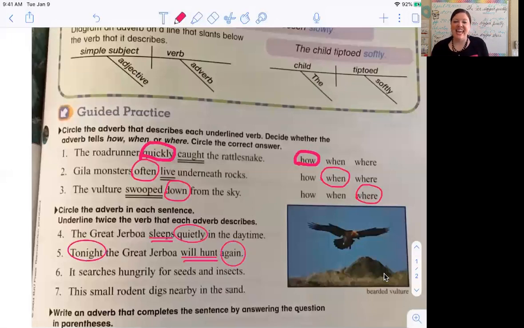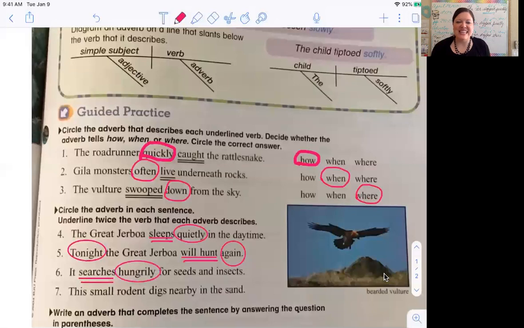Number 6, it searches hungrily for seeds and insects. Let's find our action verb. Searches. Let's ask our 2 questions. How does it search? Ooh, it searches hungrily. Did you see that ly? That's our hint.